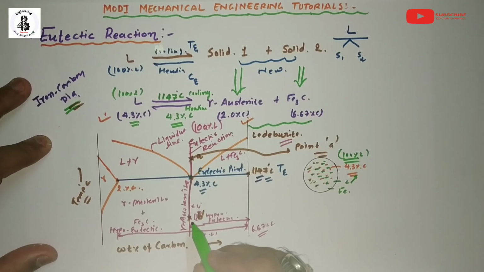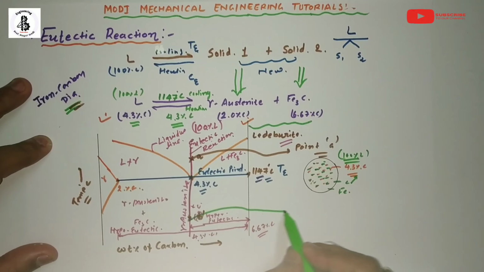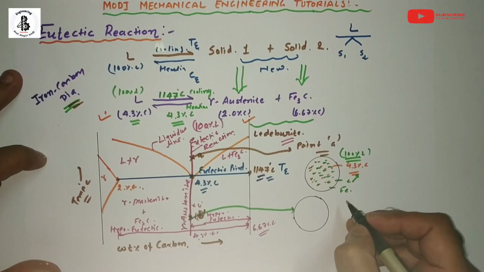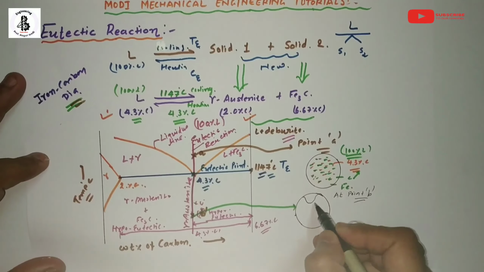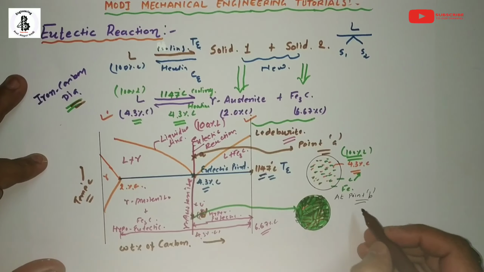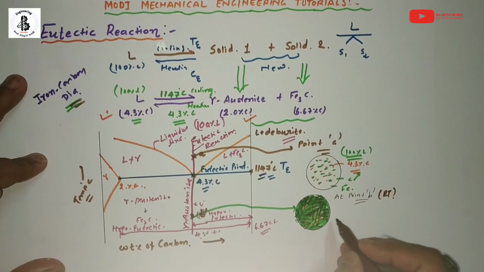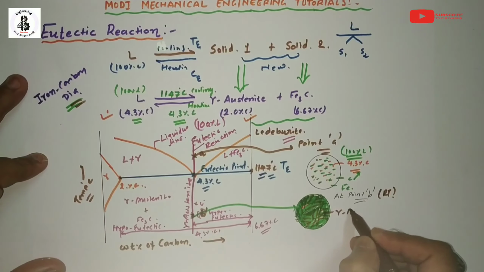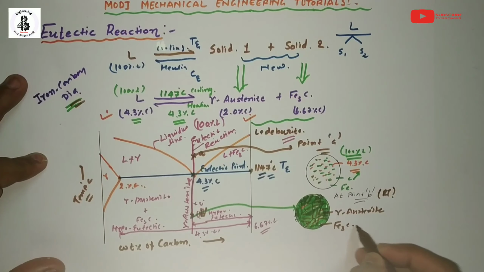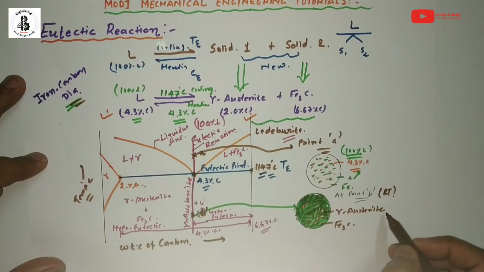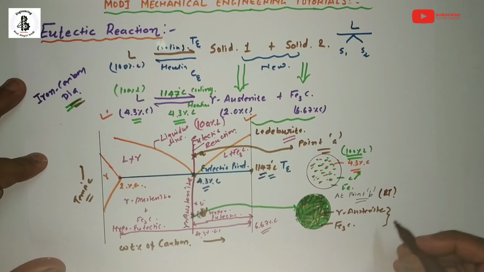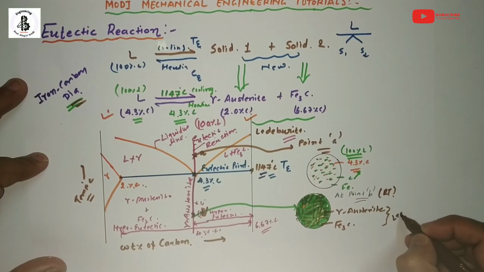Now I would like to draw a microstructure at point B. So for 4.3% of carbon at room temperature, at point B, or around room temperature, that will be gamma austenite plus cementite, or Fe3C. That will make alternate layers of gamma and Fe3C. That will be nothing but ledeburite.